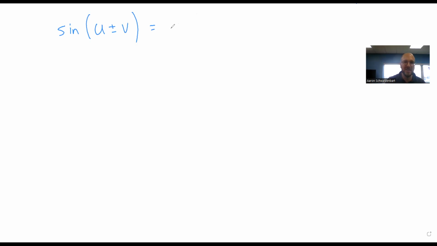And it is sine u cosine v. If it's a plus, it's a plus. If it's a minus, it's a minus. That is true for sine. That's cosine u sine v.